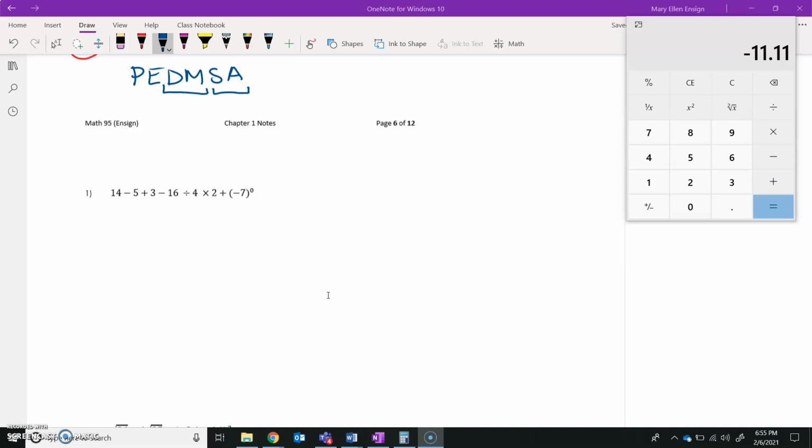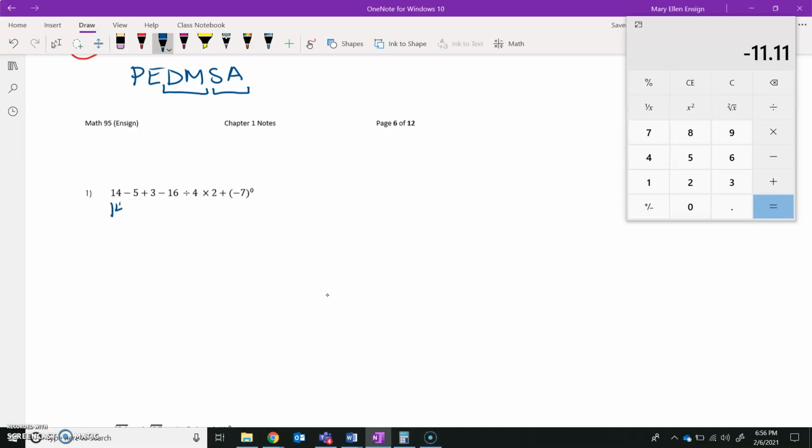So we first know that we need to look for parentheses. Now there is a set of parentheses here, but there's nothing to do in the parentheses. The parentheses are there because there's a negative number raised to a power. So we don't actually have anything to do in there. It's not like it says 2 plus 7 or something like that in the parentheses. So really we're just moving ahead to exponents, which is right here.